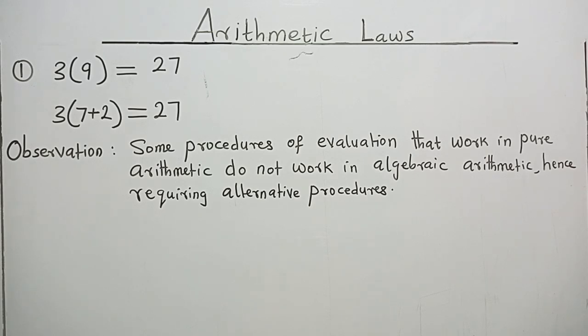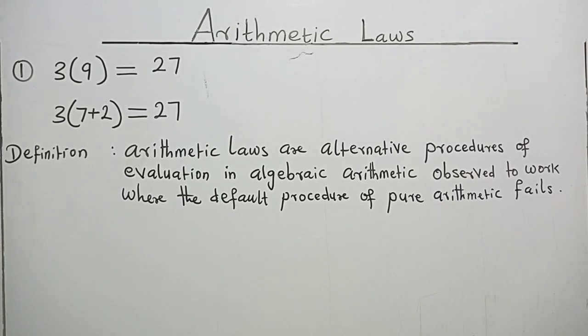Please see the definition of arithmetic laws. And here comes that definition. It says, arithmetic laws are alternative procedures of evaluation in algebraic arithmetic observed to work where the default procedure of pure arithmetic fails. Did you understand that definition? Do you make sense out of it?